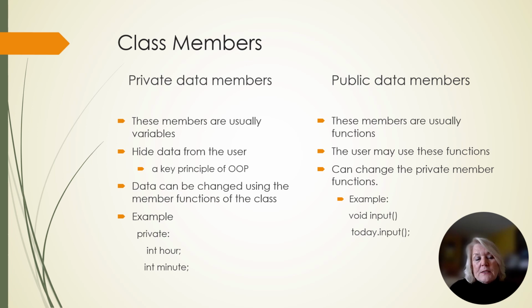In our example of our time class, the private data members were hour and minute. Public data members are usually functions. The user may use these functions. Now, the user is only given the function prototype, which says the data type it returns, the name of it, and the data type of the arguments. These member functions can change the private members of the class. In our example of time, input was one of the functions that can change the data members.